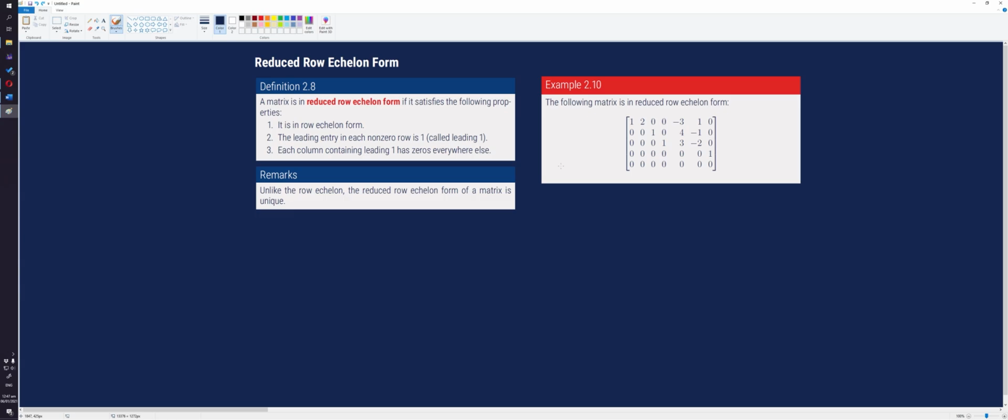The following matrix in example 2.10 is in reduced row echelon form. Notice that all the conditions of a row echelon were satisfied. Also, the leading entries of the non-zero rows are 1. And each column containing a leading 1 has zeros in its column.